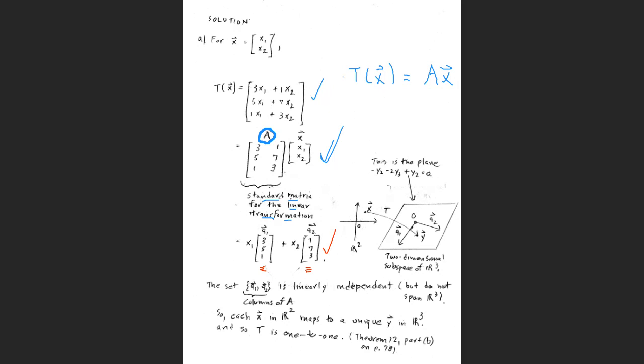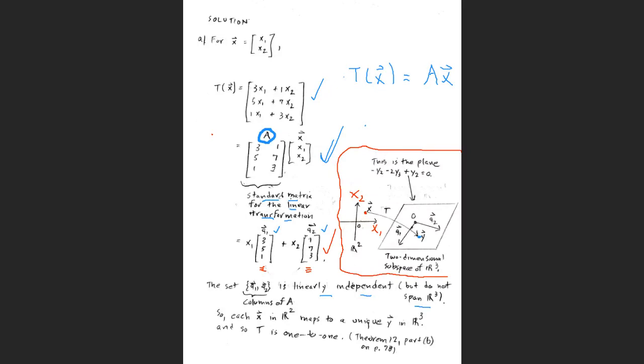So pictorially, this is what you're doing here. You're taking a vector in R squared, the X1, X2 plane, and you're mapping it to a vector Y in 3-dimensional space. But keep in mind, the column vectors A1 and A2 form a linearly independent set. The vector A2 is not a multiple of the vector A1. So the set of vectors A1, A2 is a linearly independent set, okay?